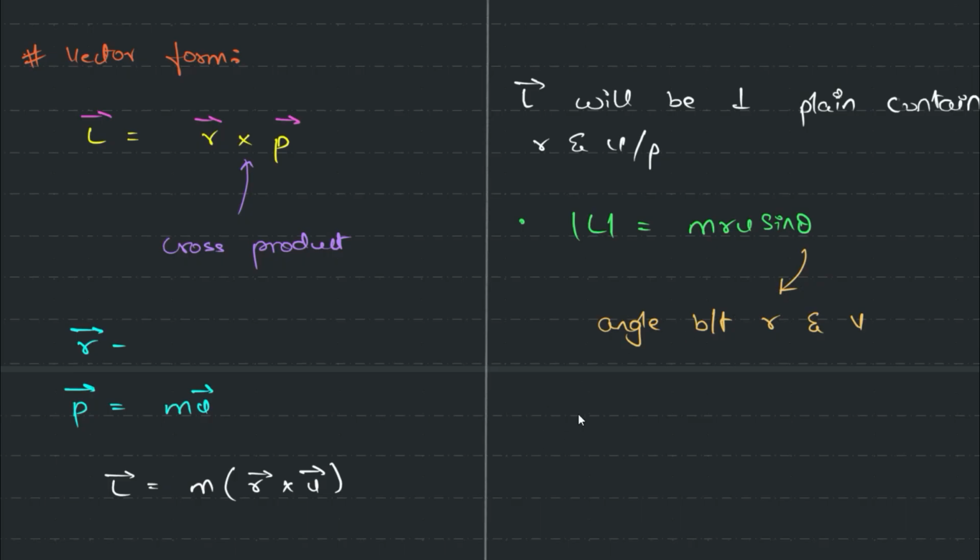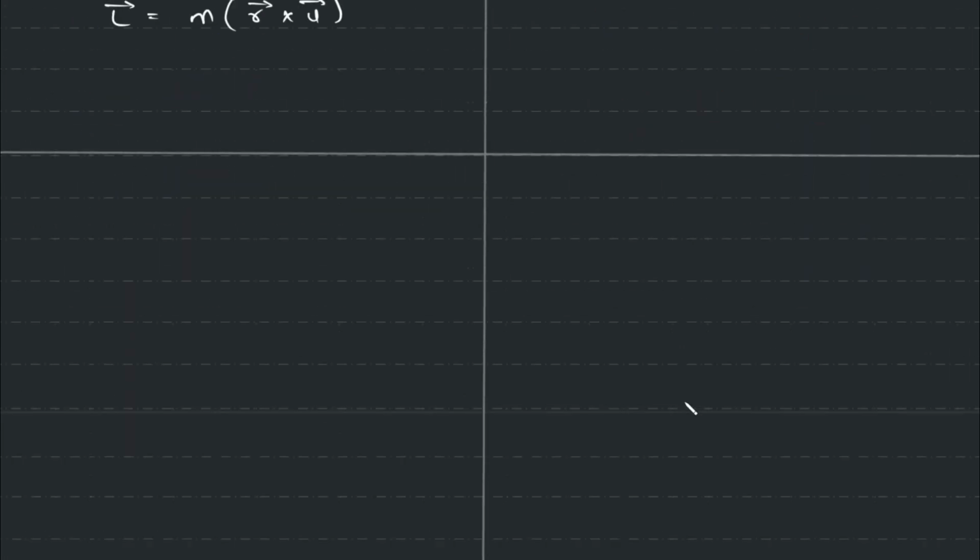Okay, so that is your vector form. Next is your, so I'll draw a diagram. Then you guys will remember, I hope you guys remember lever arm. So L is equal to m v d, where d is r sine theta. That is the shortest distance from the origin to the particle's velocity vector.